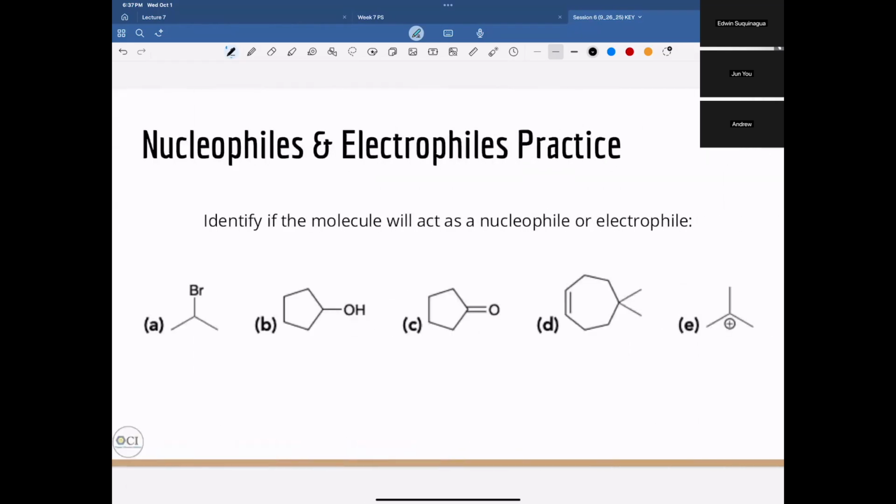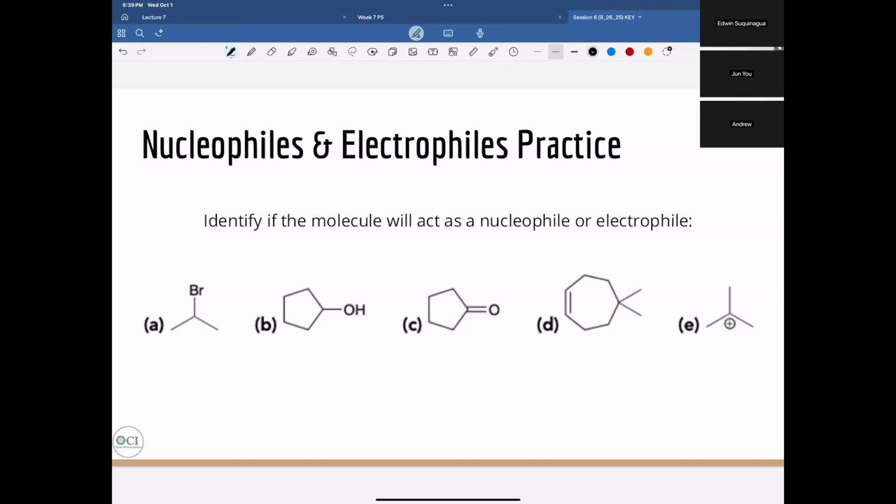Let's do some practice. I want you guys to identify if the molecules will be a nucleophile or electrophile. And I'll give you guys like 2 minutes for this one. 2 minutes pass. Let's do these problems together.